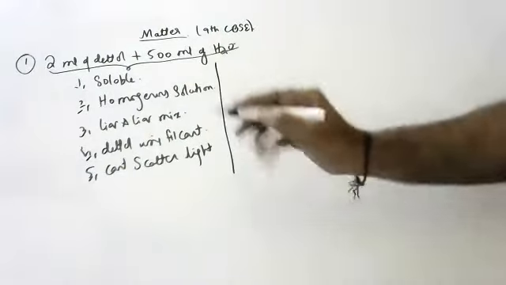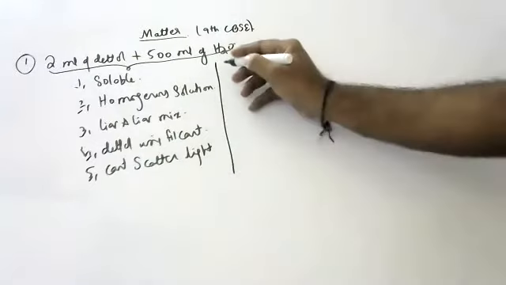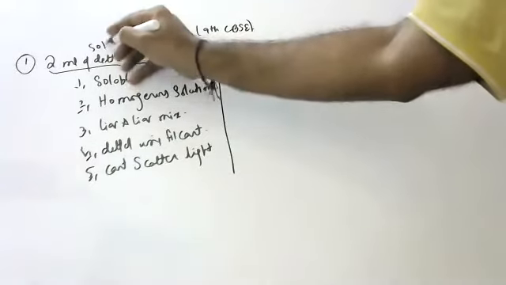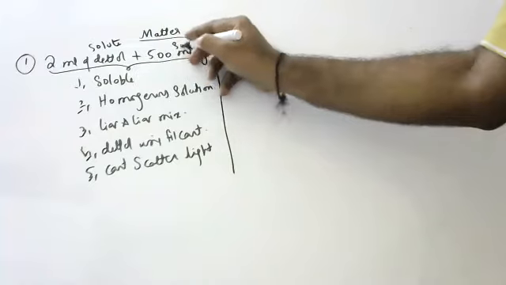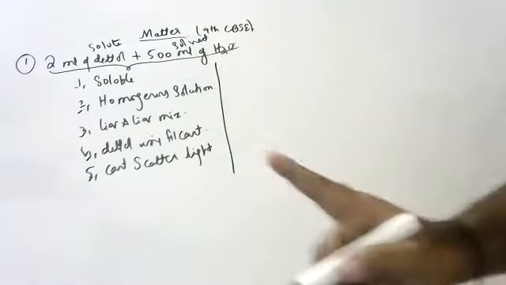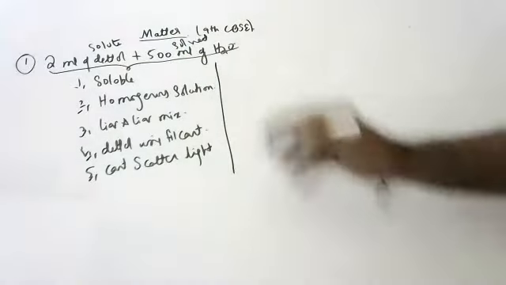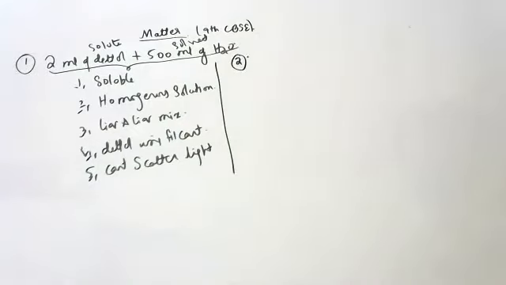And if anyone asks you, 2 ml Dettol is called the solute, because which is less is called solute and which is more is called solvent. Okay, children, so this is the first one. Second, some more numericals based on this. Next one, children. So see here.